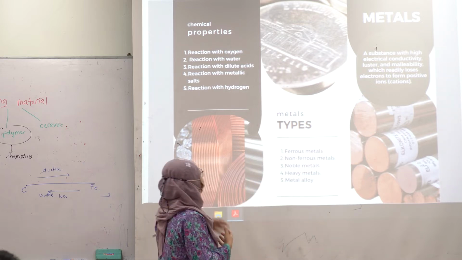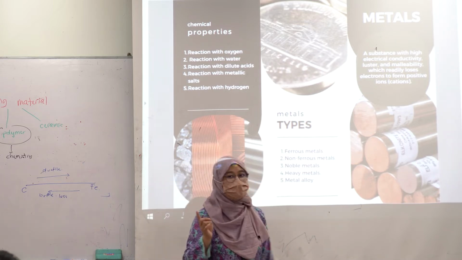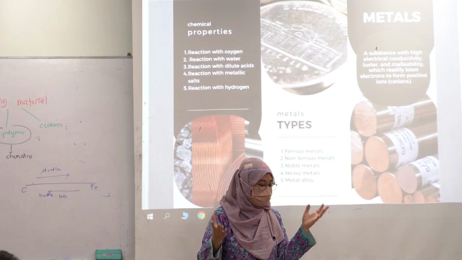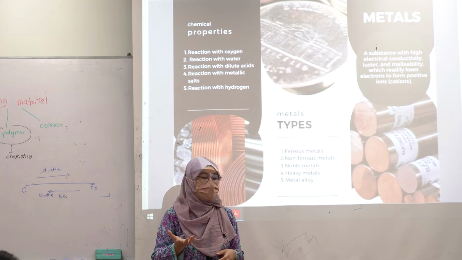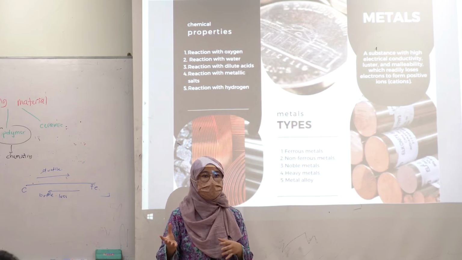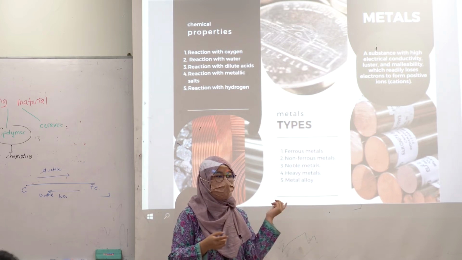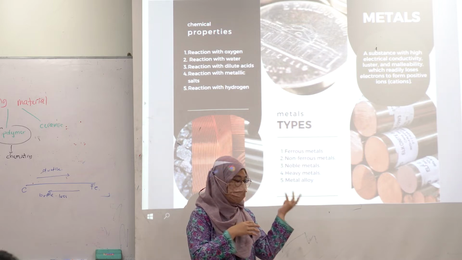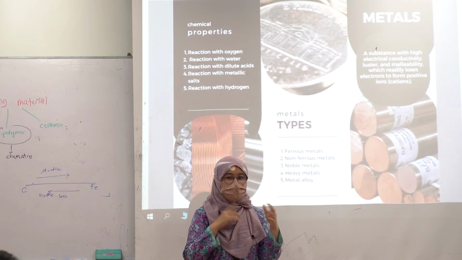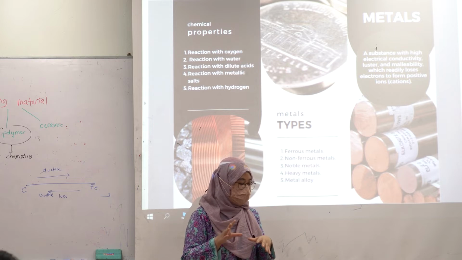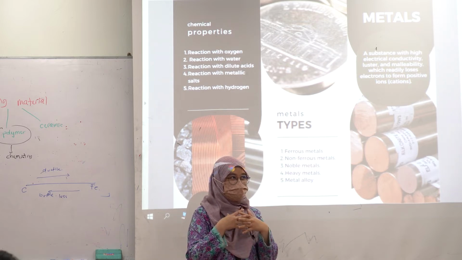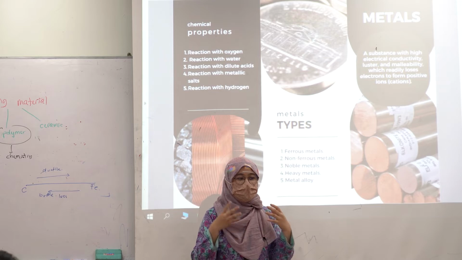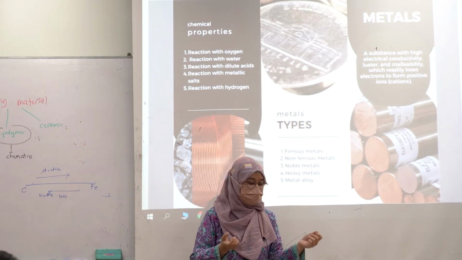So now I'll go to the chemical properties. The first one is reaction with oxygen. As you have learned in chemistry, metal will react with oxygen to form metal oxides. The most common one in group 1 is sodium. When you react it with oxygen, you form sodium oxide. But aluminium and zinc will form amphoteric oxide, which means oxide that has both basic and acidic characteristics.